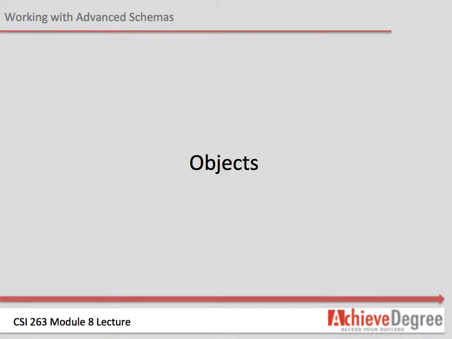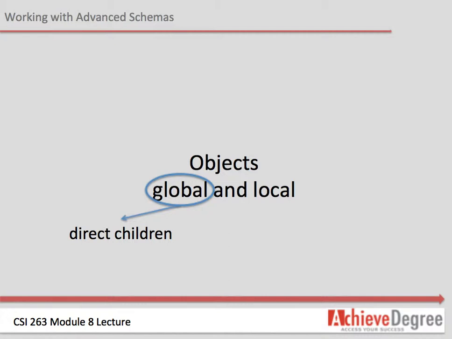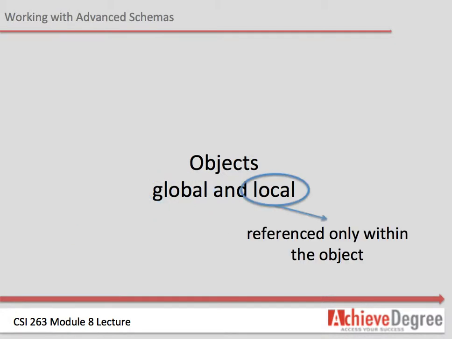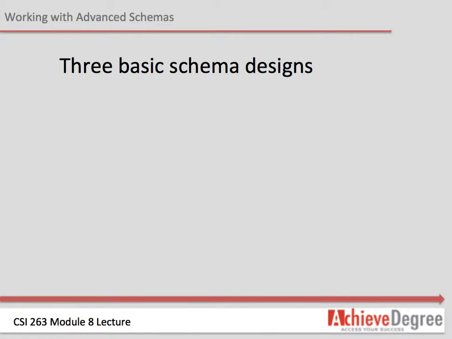The building blocks of any schema are the XML elements that define the structure. These are known collectively as objects. XML schema recognizes two types of scope, global and local. Objects with global scope are direct children of the root schema element and can be referenced throughout the schema document. Objects with local scope can be referenced only within the object in which they are defined. The distinction between global and local scope leads to three basic schema designs: flat catalog, Russian doll, and Venetian blind.